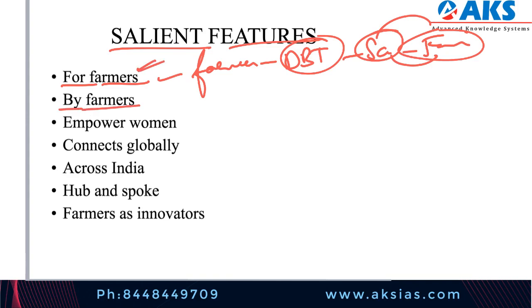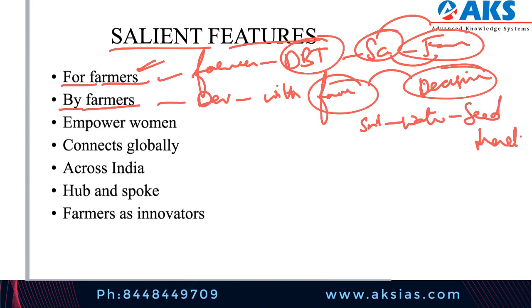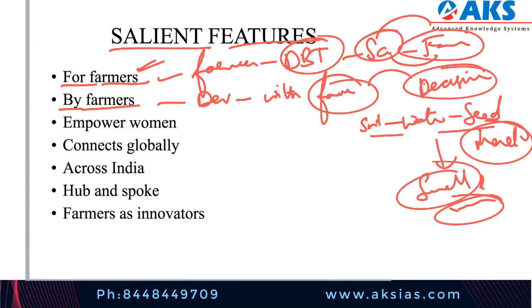And next, it is by farmers, that is, it is developed in consultation with farmers. See, there is always an issue that farmers are not taken into consideration when decisions are being taken. When the government is taking some decisions, considerations are not taken. So, in this scheme, farmers are consulted and their soil, water, seed, market, etc. considerations are taken, and small and marginal farmers are taken into consideration.